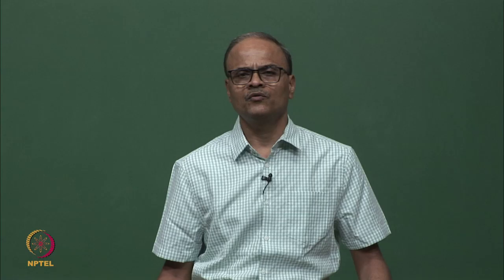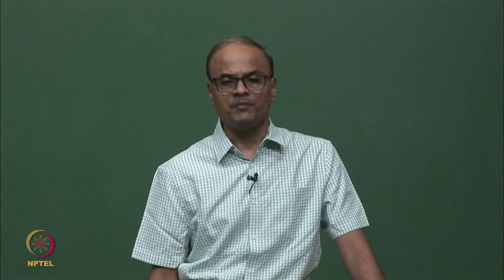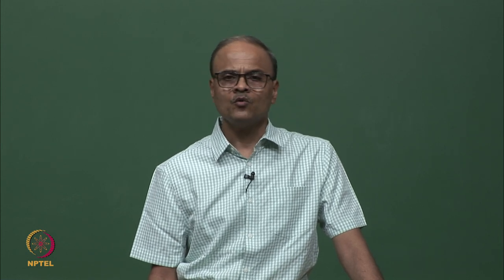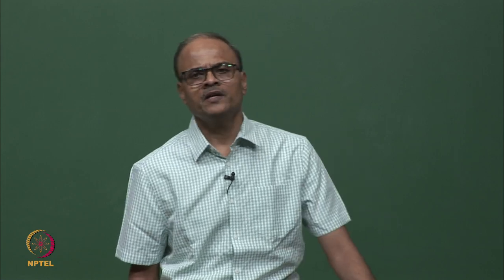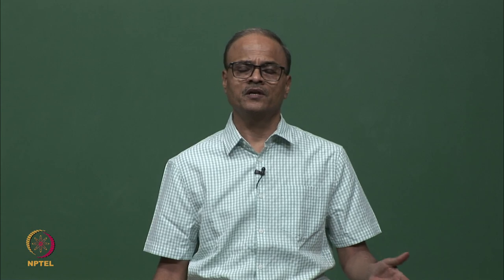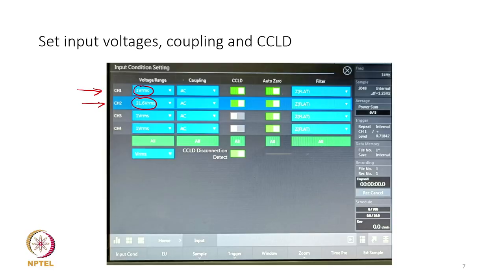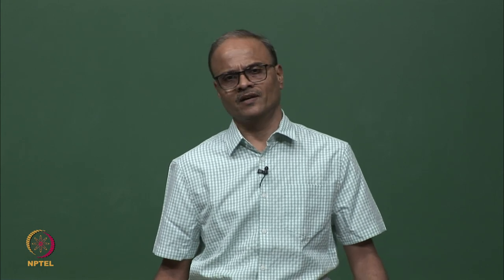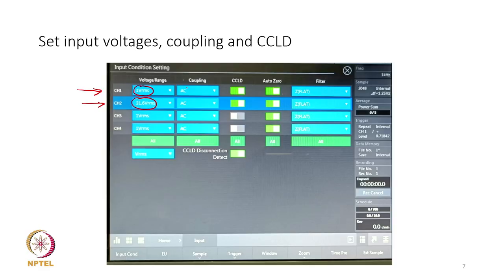In addition to this, we also need to decide what kind of coupling is required. There are two options for the coupling, AC coupling and DC coupling. DC coupling allows a measurement of the DC components in the signal. But if the DC component is large, then it would unnecessarily load those channels. Therefore, we go for AC coupling because that would remove the DC component and then the signal would be measured and analyzed. You can see here we have chosen AC coupling for both the channels.